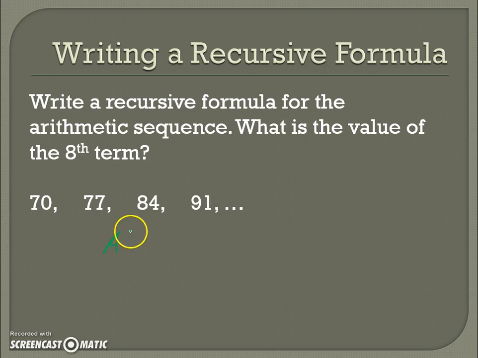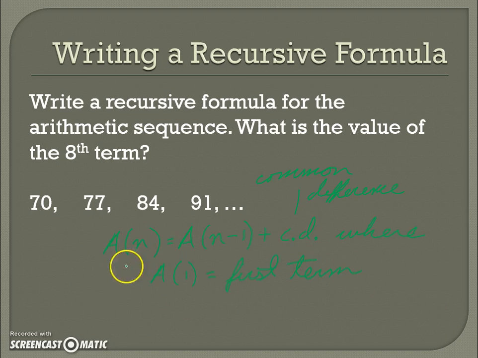A of n is always going to be there, equals A of n minus 1 plus the common difference, and then you'd say where A of 1 equals, and then this one is just the first term, so whatever that value is. This is how you write a recursive formula. You just fill in these things every time.